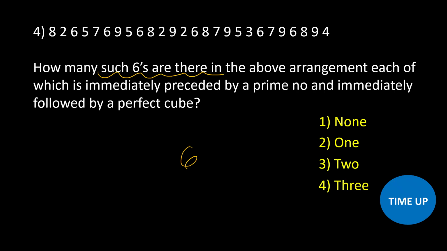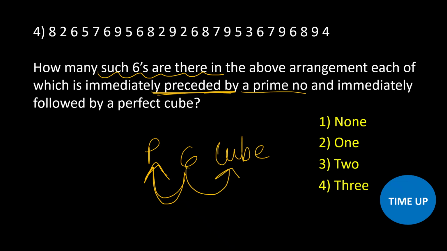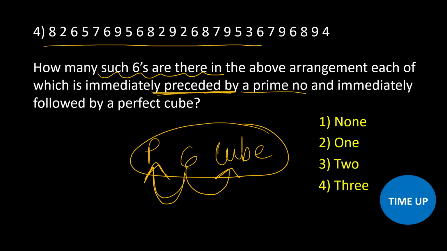How many 6 are there which are immediately preceded by, just behind the digit, a prime number, and immediately followed by a perfect cube. So in this arrangement, you need to find this out in the series. So what is that?